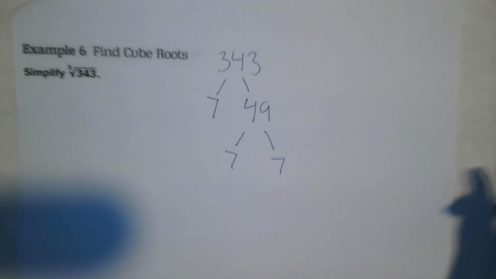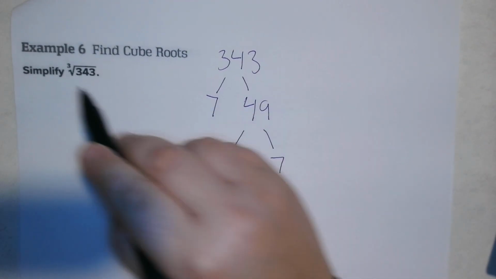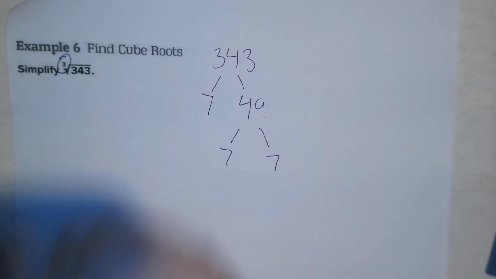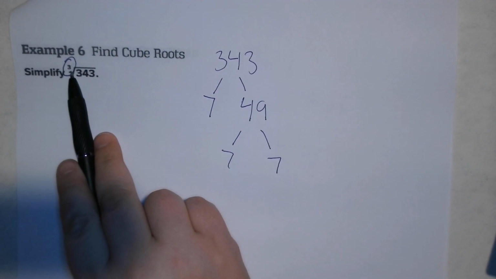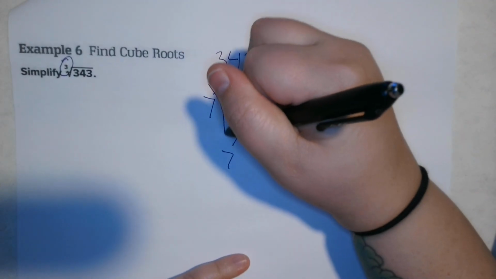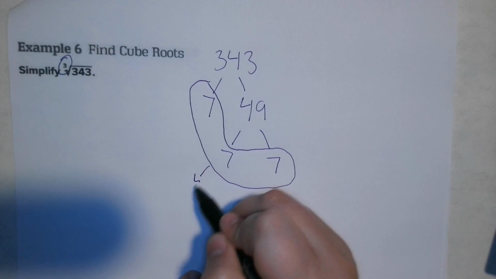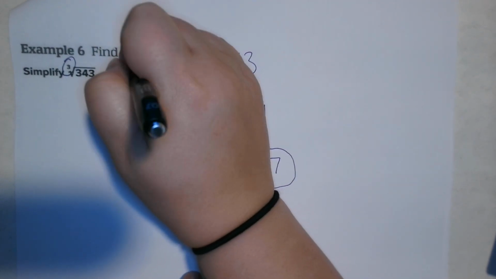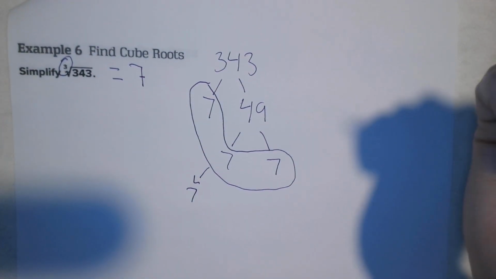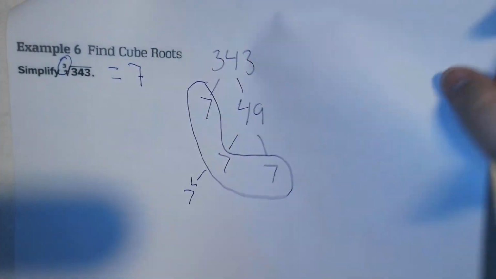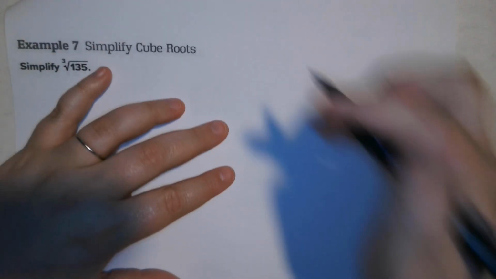Okay? But when I'm looking right here, I'm looking for groups of 3. This tells you what groups you're looking for. So I've got a group of 1, 2, 3. So all that comes out is a 7. So the answer is just 7. Okay? Let's try that with a different number. It's probably not going to be even because that's how they teach us things.